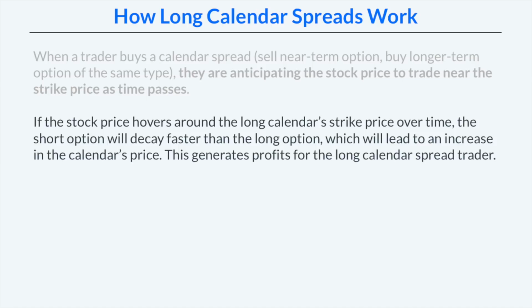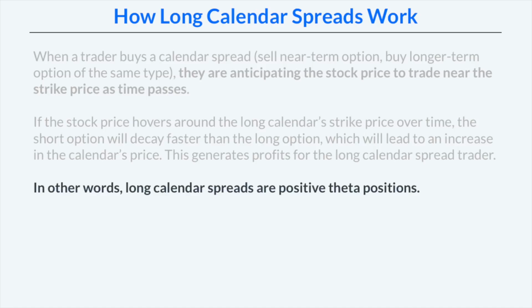So in other words, long calendar spreads are positive theta positions, which just means that all else being equal, calendar spreads that are purchased will generate profits over time because the decay of the short option will be more significant than the decay of the long option. Now please keep in mind that we're not assuming any changes in implied volatility in the different expiration cycles. We're merely talking about the stock price relative to the strike price over time.